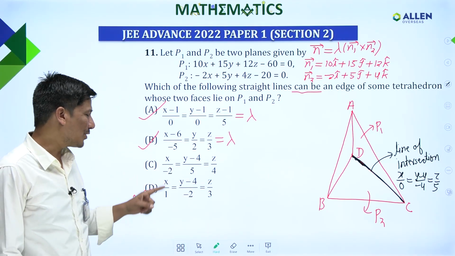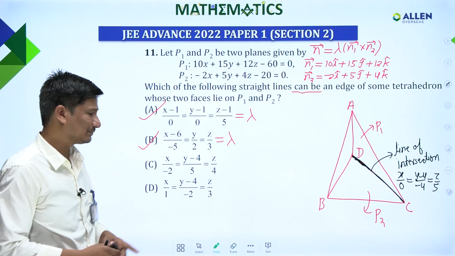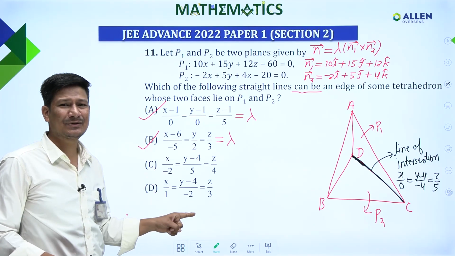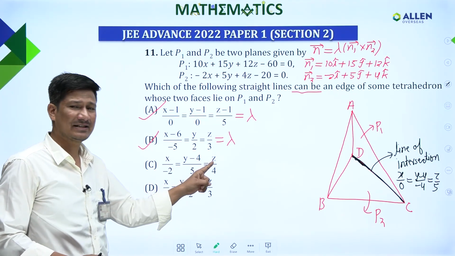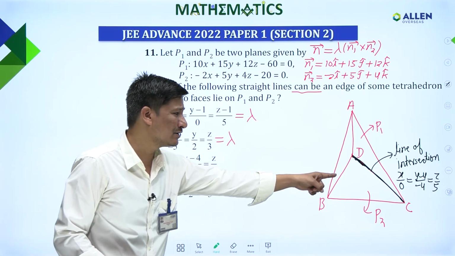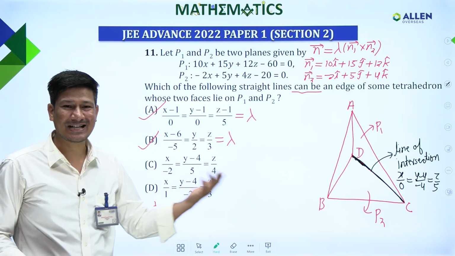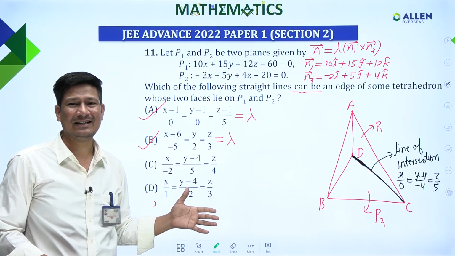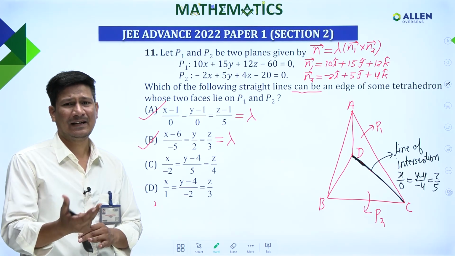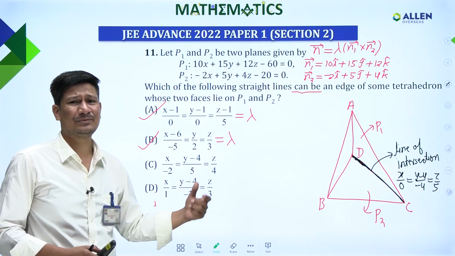Now guys, come to options C and D. What is given to us in options C and D? In options C and D, both the lines pass through the point 0, 4, 0. Option D's line passes through 0, 4, 0, and our line of intersection is also passing through the point 0, 4, 0. Now we have to check which of these two lines lies either in plane P1 or in plane P2. If any one line lies in plane P1 or P2, it can be the possible edge of the tetrahedron.